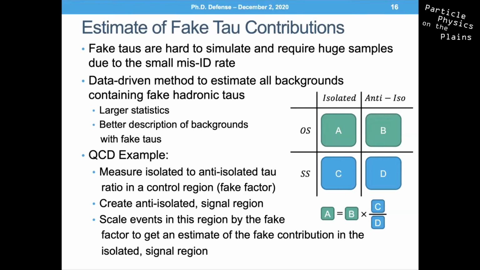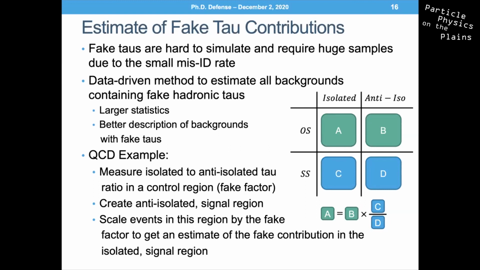A simple example of how you could do this would be just estimating QCD. This is one of the sources of fake taus, jets faking taus specifically, but not the only one. But we'll start here just as an example. So what you want to do is you'll separate your phase space into 4 regions, as I've shown in this table, where we've got this A region, which would be our signal region, where you've got isolated taus, and the tau and the light lepton have opposite signs.